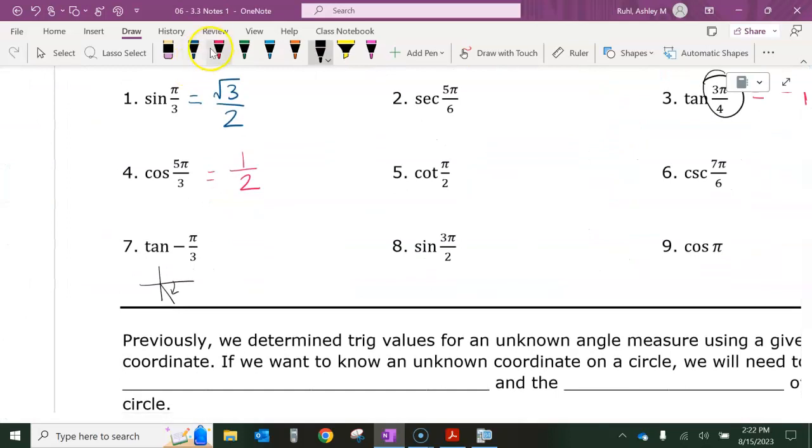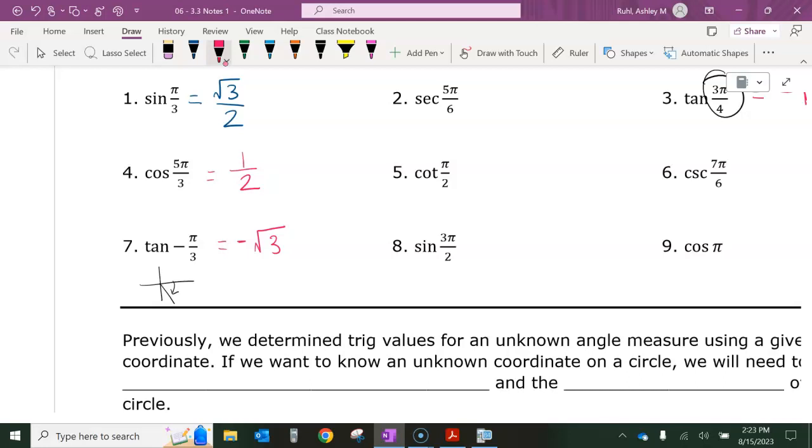All right, so this is going to get me square root 3, except since it's in my fourth quadrant, sine is negative, cosine is positive. So a negative divided by a positive gets me a negative number. Okay.